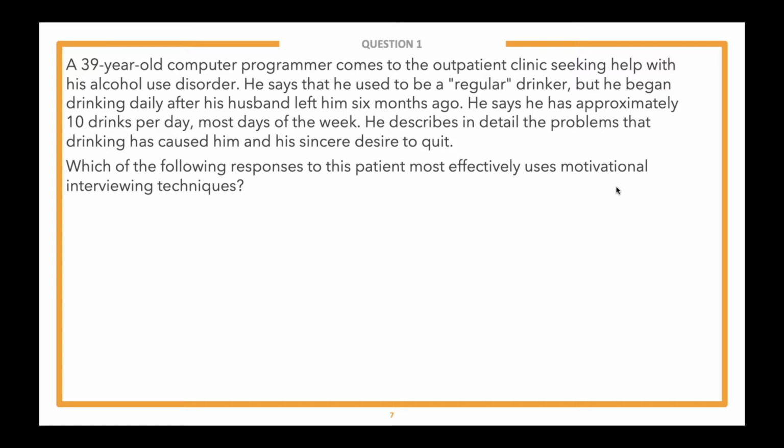I want all of you to start thinking about the clues in the lead-in and vignette as I hand it off to Paras.